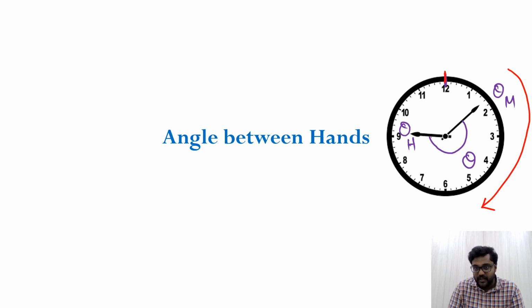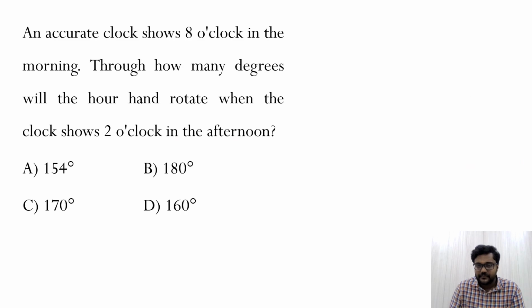With respect to 12, from there to here, what is the angle created by the hour hand? And with respect to 12, what is the angle created by the minute hand? Right. Now we'll see the questions one by one. Now see the first question. An accurate clock. This is a correct clock. If it is fast or slow, that's the last one, incorrect time or incorrect clock. Fourth model we are going to discuss. Here is the first model where we are discussing angle between hands.